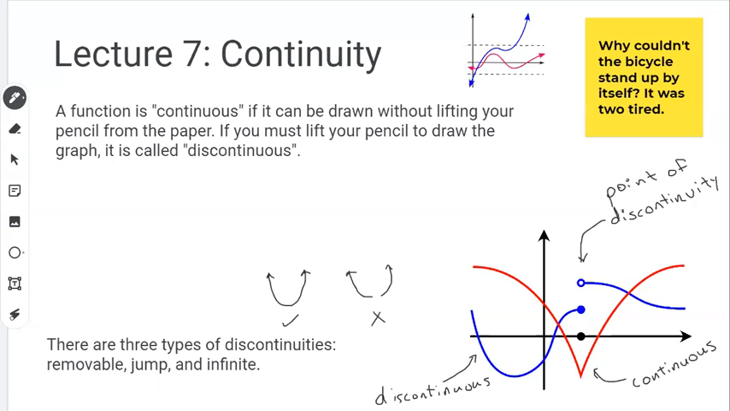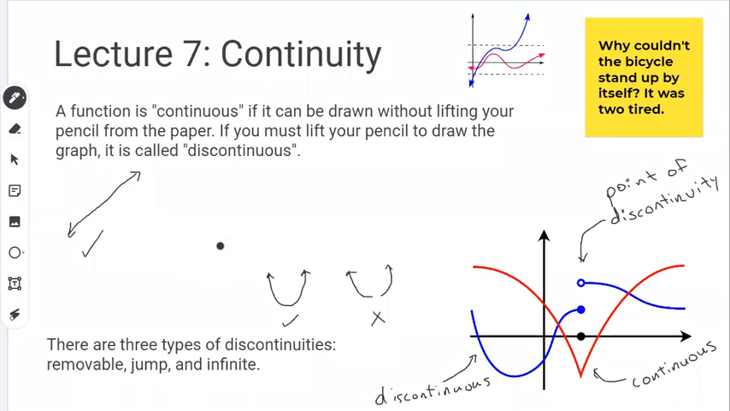Okay. So when you have a continuous function, you can draw it without lifting your pencil from the paper. An example of a continuous function would be something like this. I draw the line, it goes in this direction infinitely, and it goes in this direction infinitely. And I can draw this line without lifting my pencil from the paper. So because I can do that, we say that this graph is continuous, and the function is also continuous.